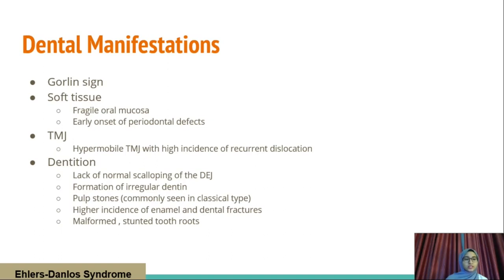As for the dentition, there's a lack of normal scalloping of the dentino-enamel junction. There's also formation of irregular dentine. Pulp stones are also seen, which seem to occur more commonly in the classical type of Ehlers-Danlos syndrome. There's a higher incidence of enamel and dental fractures. Malformed and stunted tooth roots may also occur.